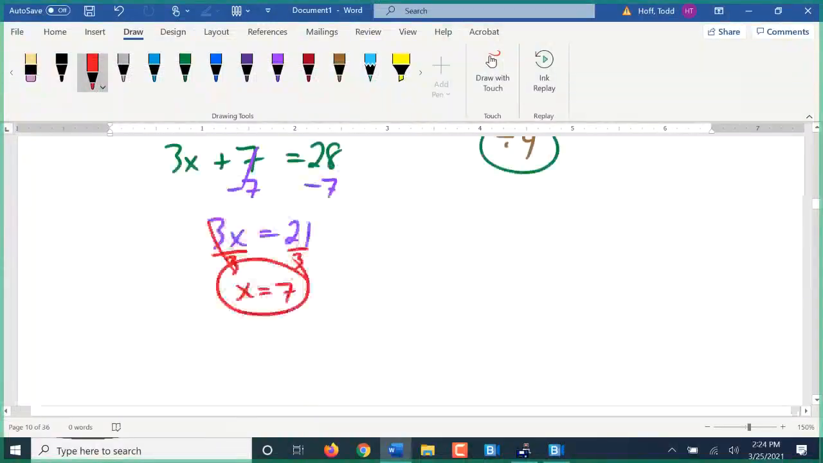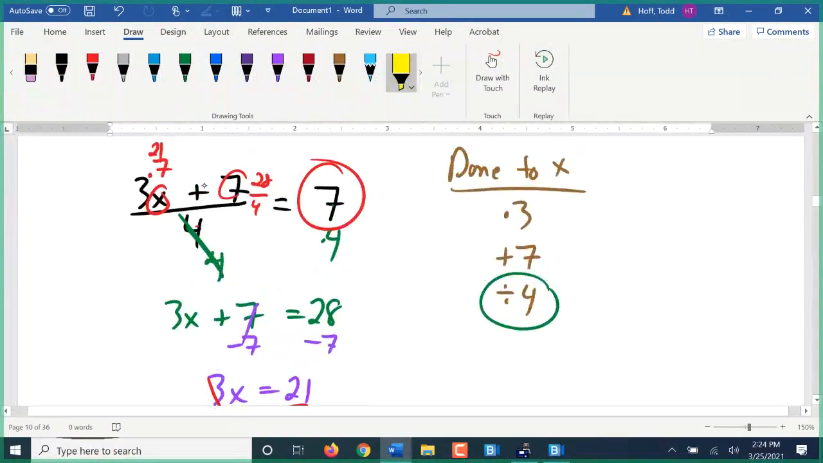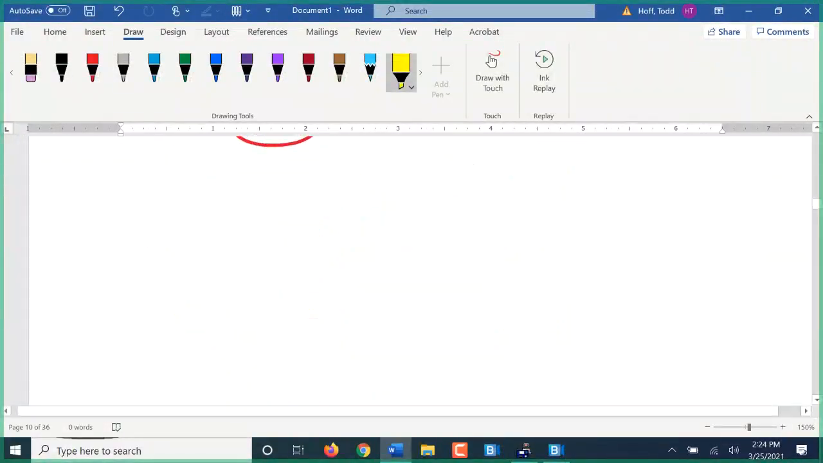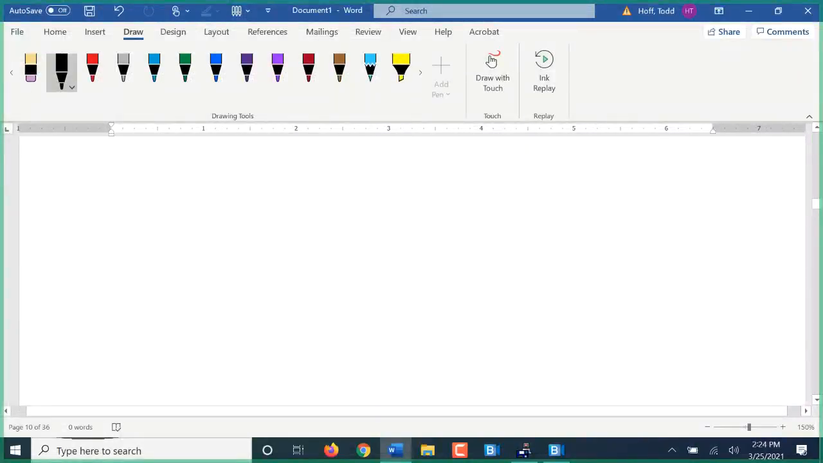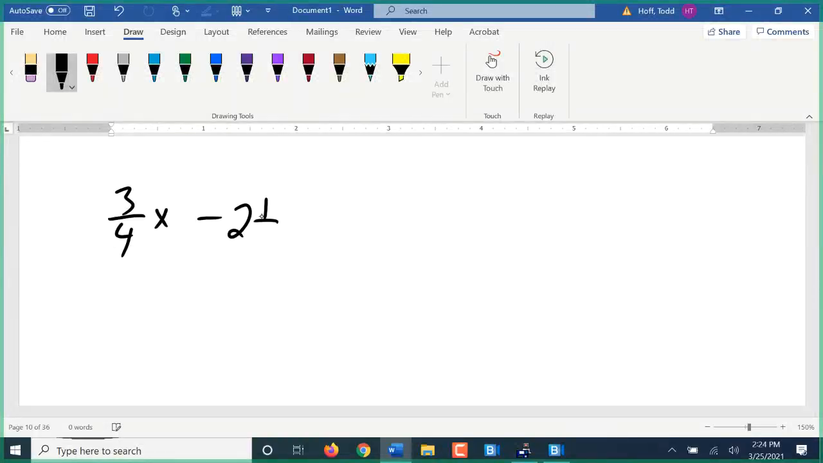So there the fraction came into play as just an extra step that had been done to build our equation. But sometimes the fractions can be the numbers within the equation. We might have 3/4 x minus 2 1/2 equals 3 5/8.